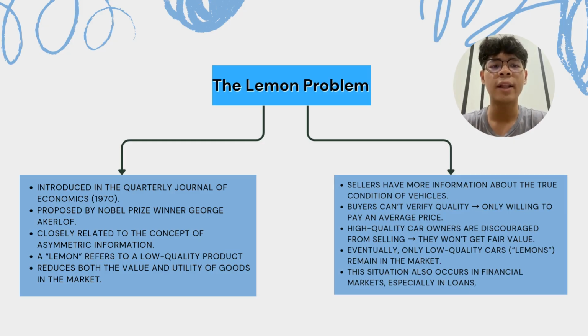So, what is the lemon problem? This concept was introduced by Nobel Prize winner George Akerlof in 1970. The lemon problem describes a situation where sellers usually have more information than the buyers, leading to different perceived values of goods and risks. The term lemon in this concept is referring to a vehicle or item of poor quality that decreases the value and utility of the item.